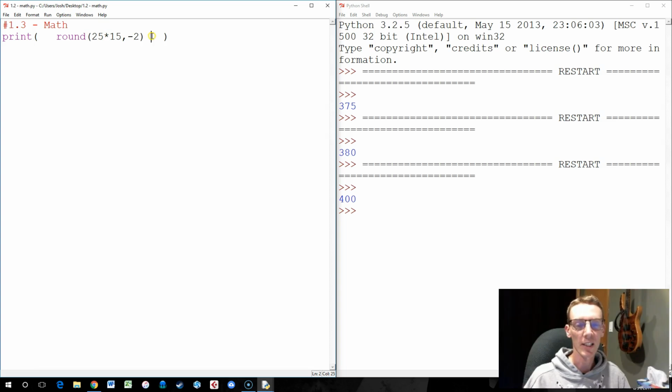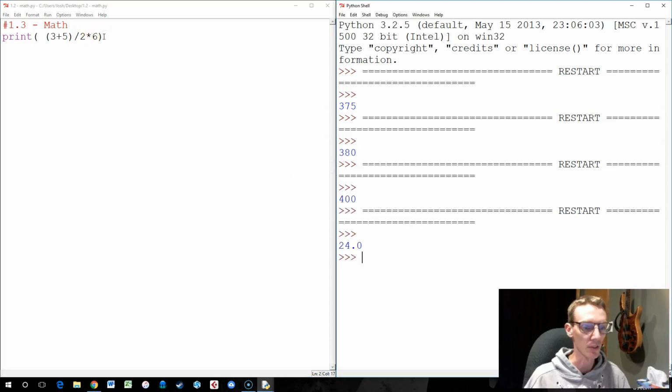Now, of course, remember that we can always do combinations of these mathematical operations. So for example, we can have what is 3 plus 5 divided by 2 times 6? Well, that kind of depends. Remember your BEDMAS, right? Brackets, exponents, etc. If you want to add the 3 and the 5 first, you need to put them in brackets. So 3 plus 5 is 8. Divide 8 by 2, and you get 4. 4 times 6 is 24, so the answer is going to be 24, 24.0, and we're good to go.